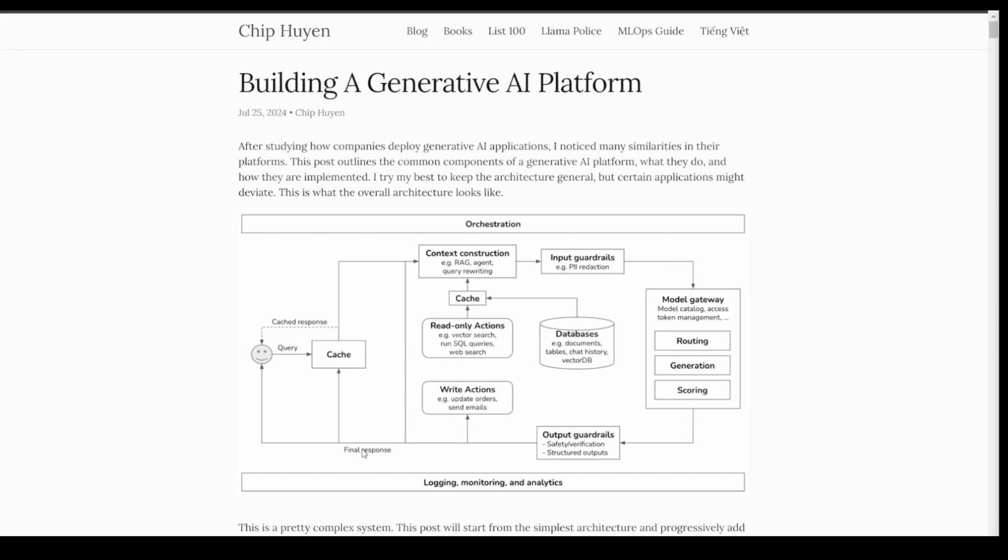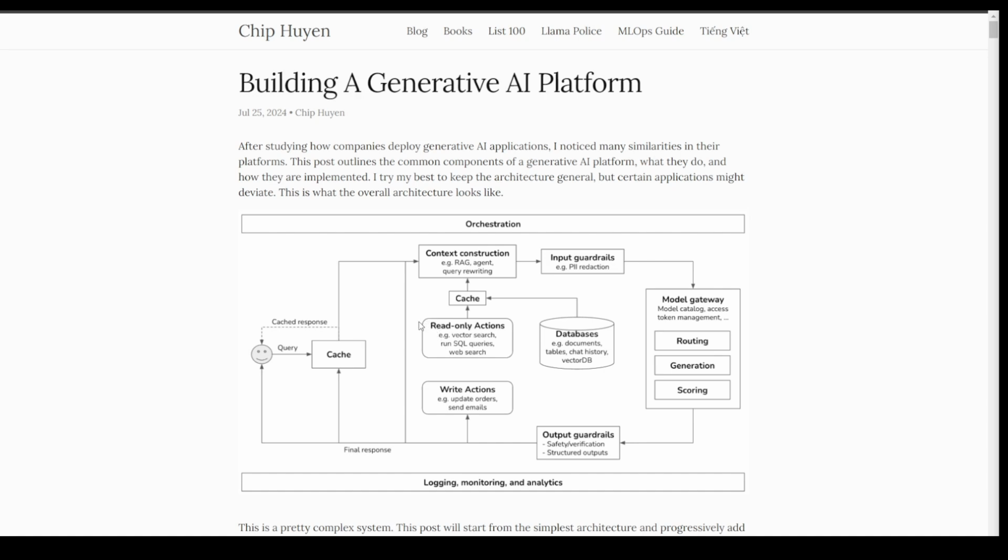Then in the second part, in continuation, we learned how we can improve the context construction of that query, and how we can improve the outputs of the model. In the context construction, we looked at how RAG can help, how the agent can help, and how query rewriting can help.